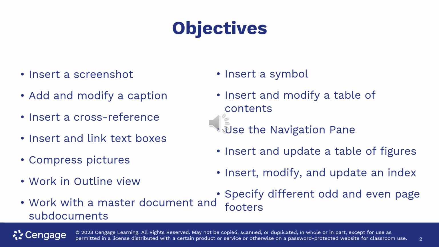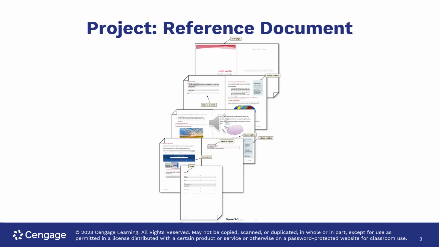We're going to look at symbols, insert and modify a table of contents, use a navigation pane, insert and update a table of figures, update an index, and specify pages that need to be different, odd and even pages in your footers. Here we can see the completed project.